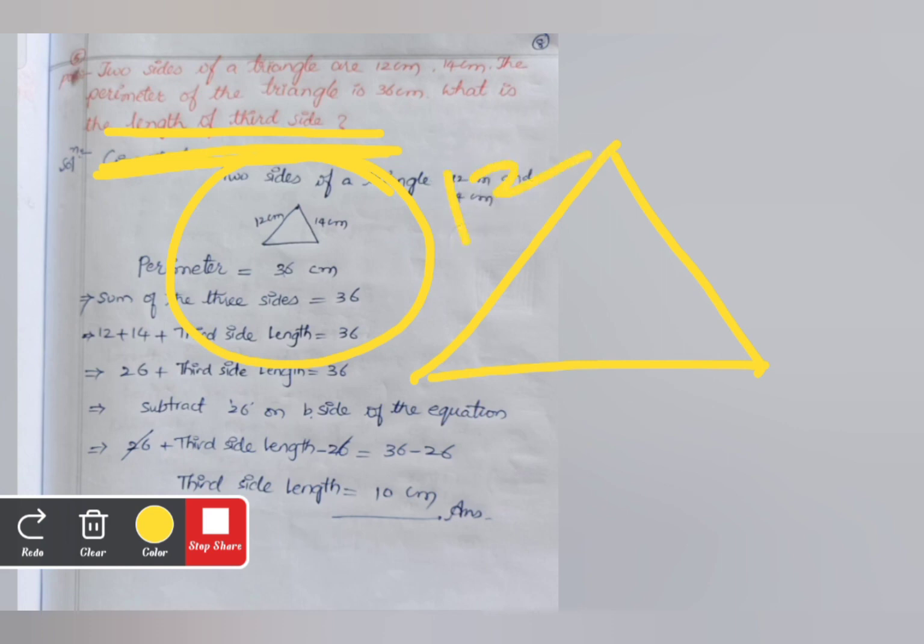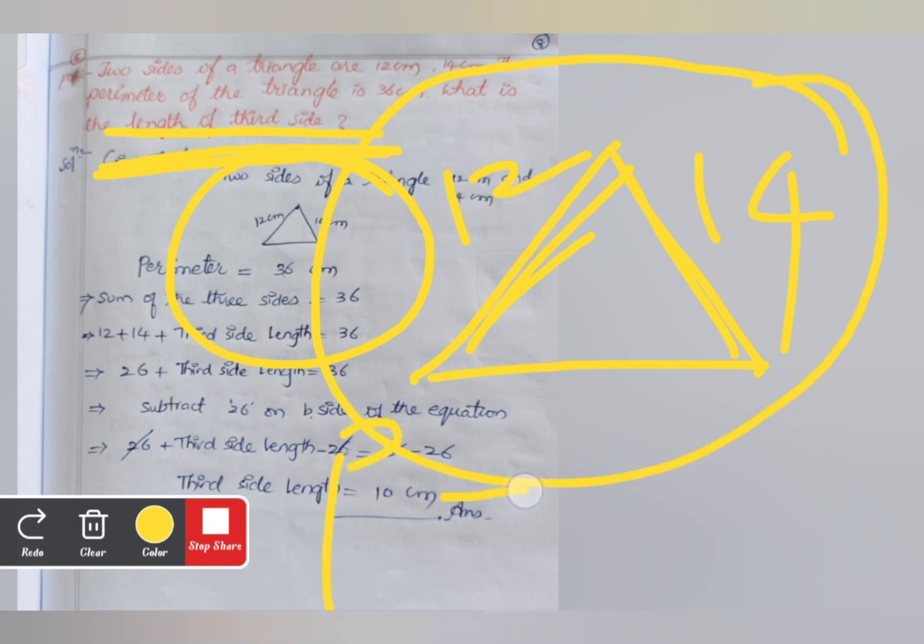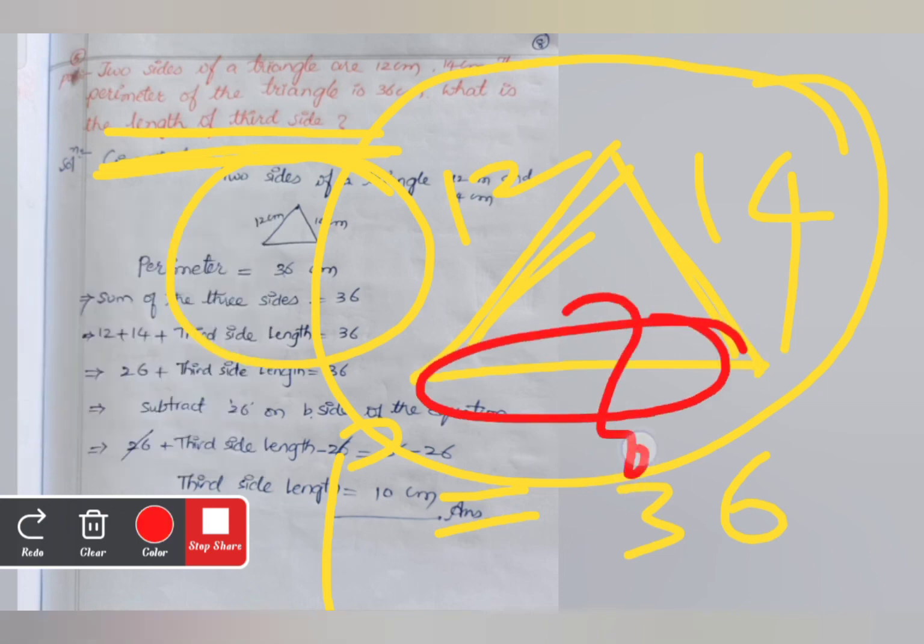So two sides are given. Suppose this side is 12 and this side is 14, and total perimeter is given. Perimeter is given as 36. So we need to find out what is the length of this side. Can anyone answer for this problem? How can we find it out?